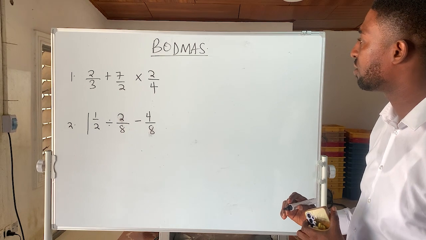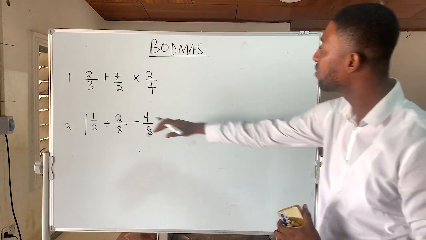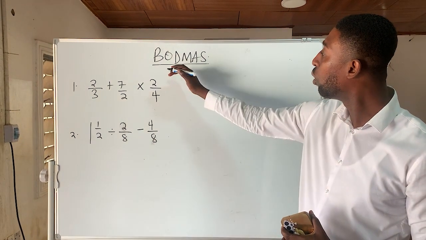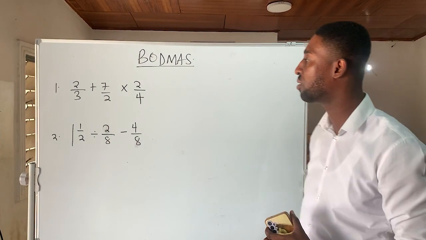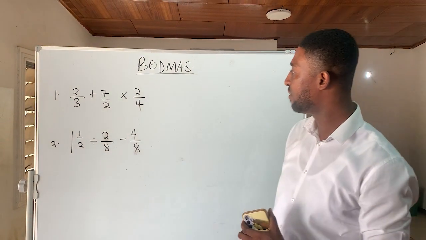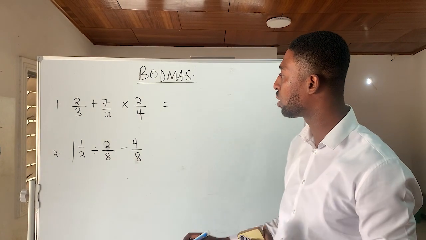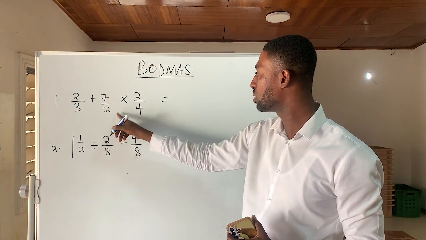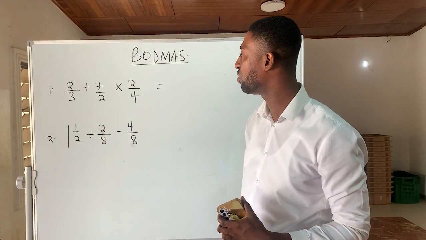So let's also apply BODMAS to solving fractions. Let's solve these fractions using what we call BODMAS. And to solve this fraction, you can only solve this question using BODMAS, and without BODMAS it will be very difficult to simplify this question. And first, we are supposed to simplify question 1 and 2, and question 1 is 2/3 plus 7/2 times 2/4. And we are supposed to use BODMAS to simplify this.